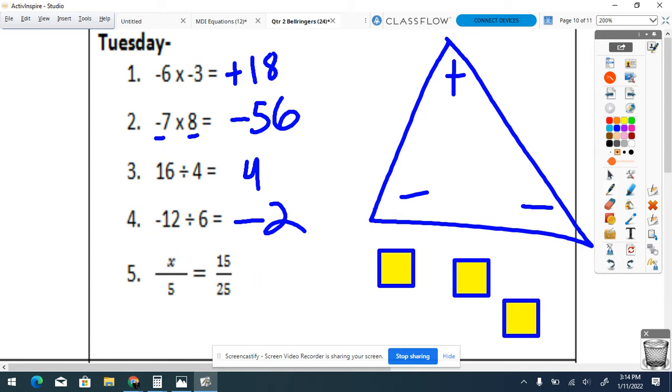Now we are going to show you a different way. So I know going this way, my arrows mean multiply. But if I flip my arrows and go this way, then I can divide. So 25 divided by 5 gives me 5. So I know 25 divided by 5 is 5. So I do it to the top. 15 divided by 5 is 3. So I could also solve it that way.